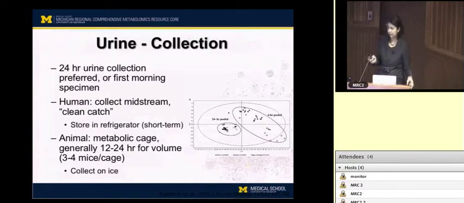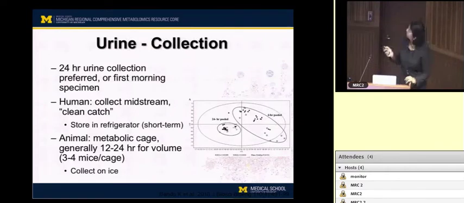For urine collections, again, preferably you want a 24-hour urine collection that captures the change in the metabolome over the entire time and minimizes short-term changes in urine metabolites. At the very least, you want a fresh first morning urine. You want a midstream clean catch, and you want to store the collected urine over ice or in a refrigerator while it's collecting. In animal studies, you want to use a metabolic cage and try to get as clean a specimen as possible, which collects on ice.